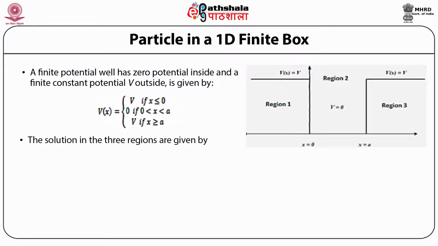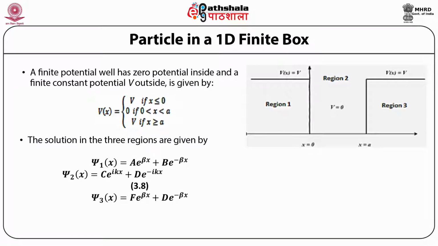So the solutions in the three regions indicated are psi 1(x) equal to A exponential beta x plus B exponential minus beta x, psi 2(x) equal to C exponential i kx plus D exponential minus i kx, and psi 3(x) equal to F exponential beta x plus D exponential minus beta x, where beta is equal to root of 2m (V minus E) by h cut squared and k is equal to root of 2mE by h cut squared.